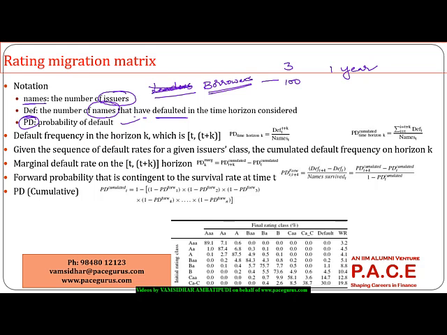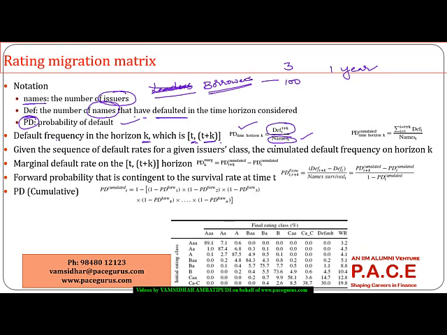Now, a few important points in this context. The default frequency in the horizon K, right from time T to T plus K, which means for a period of K, I want to find out of the total number of borrowers that are there, how many of them have defaulted. So the defaulting borrowers between T and T plus K divided by the number of borrowers who are there at time T. So this is what we are talking about, the probability of default for a time horizon K.